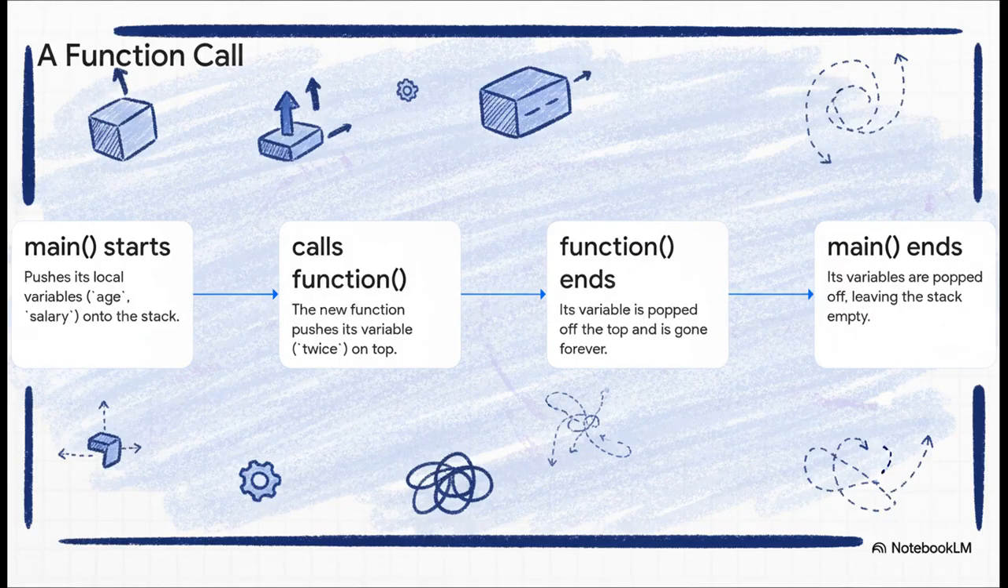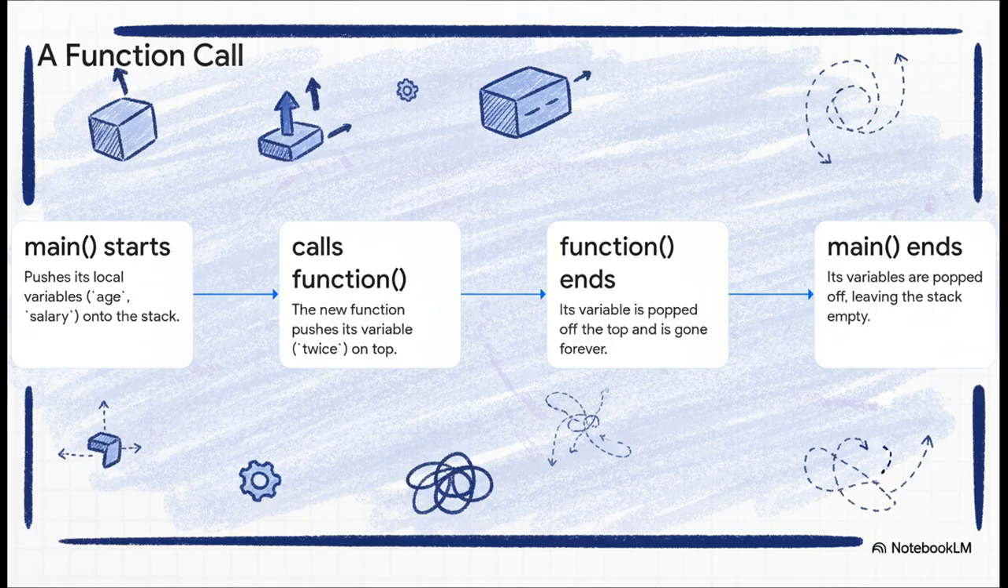Okay, check this out. Your program kicks off with its main function. All of its variables, like age and salary, get pushed onto the stack. Then let's say main calls another function. Bam! That function's variables get pushed right on top of the old ones. But as soon as that second function is done, its data is popped right off the top and just vanishes. Poof. Gone forever. And finally, when main finishes up, its variables get popped off and the stack is perfectly clean again. Last one on, first one off.